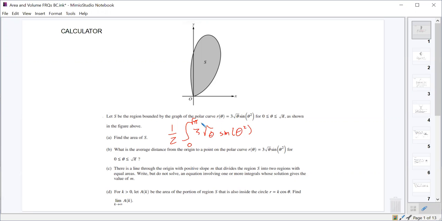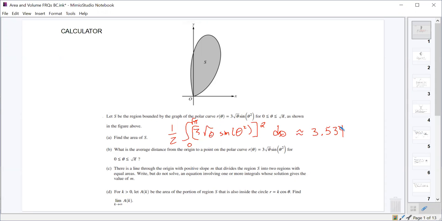sine theta squared d theta. And when you plug that in your calculator, number one, make sure you're in radians. Number two, you don't need to bother to convert to polar coordinates or anything. Just type these in as x's and get an answer. And hopefully you got 3.534.